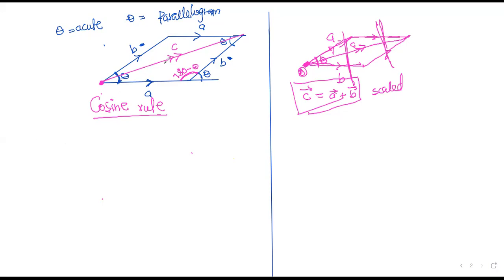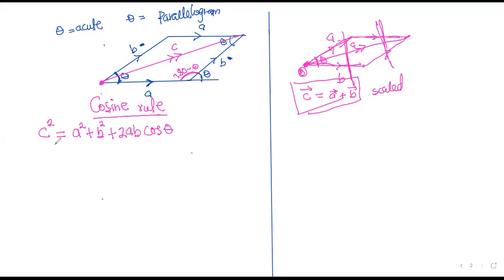Okay, so here our resultant is C. From the cosine rule, we saw that C squared will be equal to A squared plus B squared plus 2 times A times B times the cosine of the angle between the two vectors. This is the cosine rule.